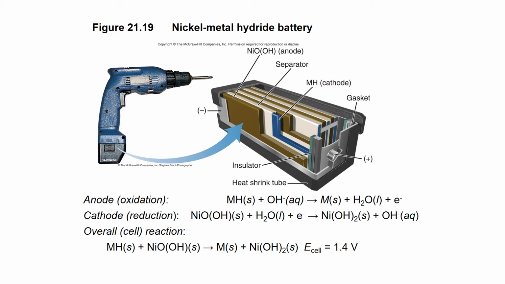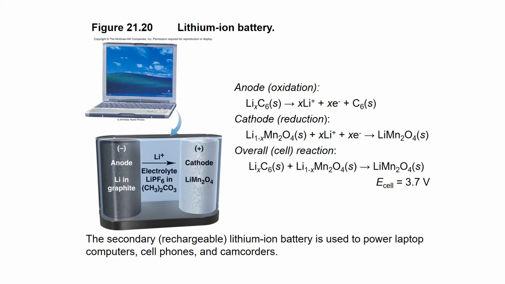Nickel metal hydride battery, same thing. We basically look at what happens in the anode, what happens in the cathode, and the overall reaction. And the one that we use in the laptops is lithium ion batteries. They are long-lasting. When you buy a laptop, it shows you how long it can sustain charge. So they vary from laptop to laptop. But this is basically the battery, and this is what happens within those batteries. It is used to power laptop computers, cell phones, and camera recorders.